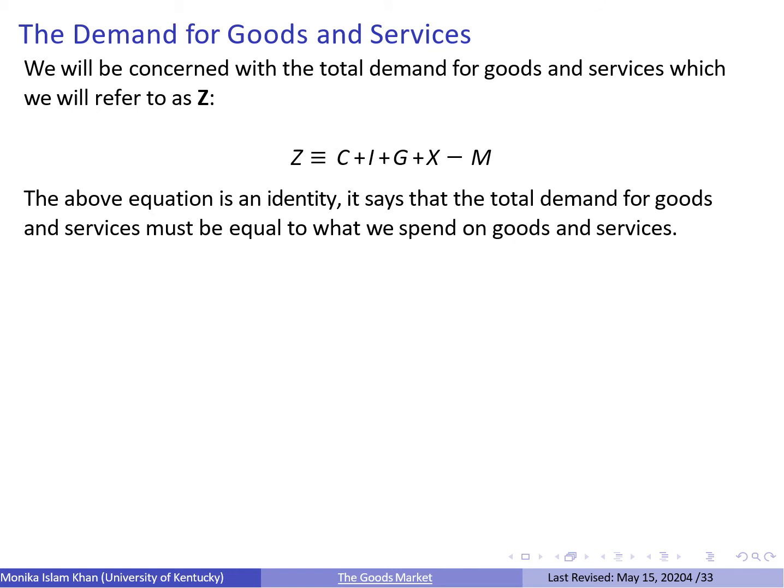Now look at Z. Z is the equation for demand for goods and services for an economy. Z equals consumption plus investment plus government spending plus exports minus imports. This equation is just an identity that says that total demand for goods and services must equal what we spend on those goods and services. Now notice that inventory investment is a part of GDP but not included in Z. And that is because inventories were not sold and hence not a part of aggregate demand for that period.